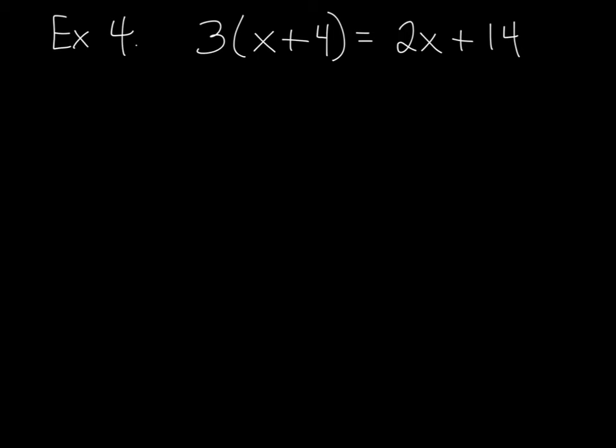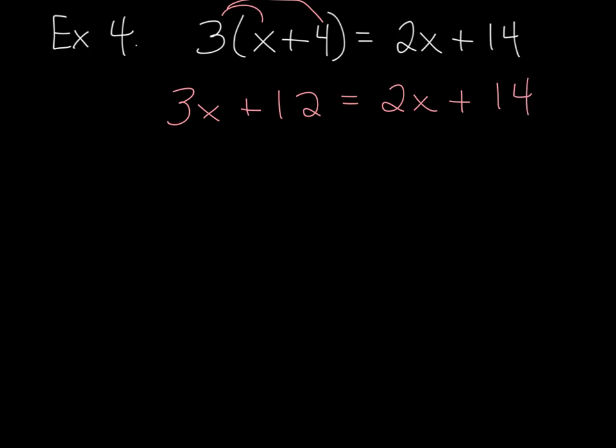All right, now we have 3 parentheses x plus 4 is equal to 2x plus 14. Purposely put this in because of the distribution property that needs to happen with this problem. So for starters, I'm going to distribute. I have 3x plus 12 is equal to 2x plus 14.